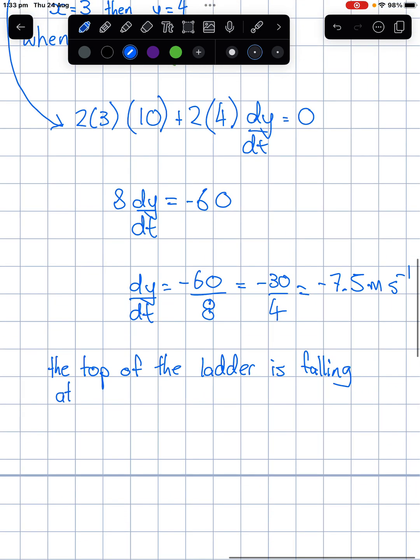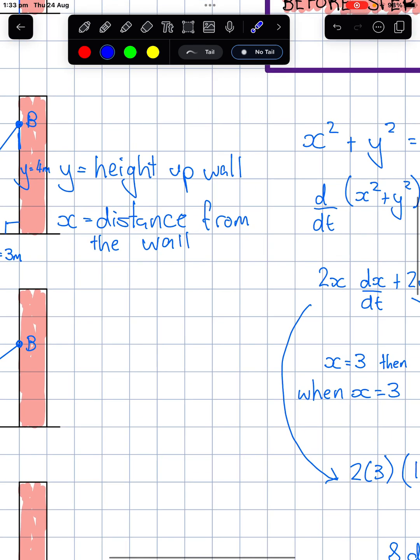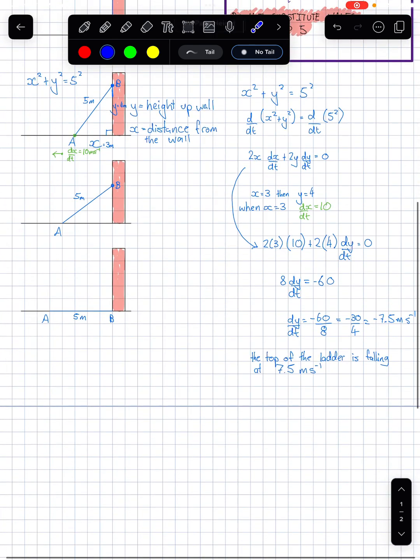The top of the ladder is falling at 7.5 meters per second. Now, the reference of that is the negative sign here represents going down. So depending on your diagram, you've got to make sure you pick the directions for yourself that make sense in the context of the problem, and then double check that it makes sense in the context of the problem. But that's the end of that problem there.